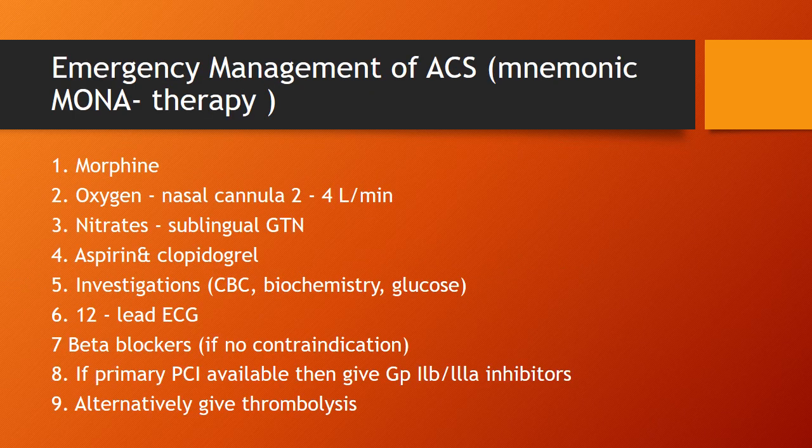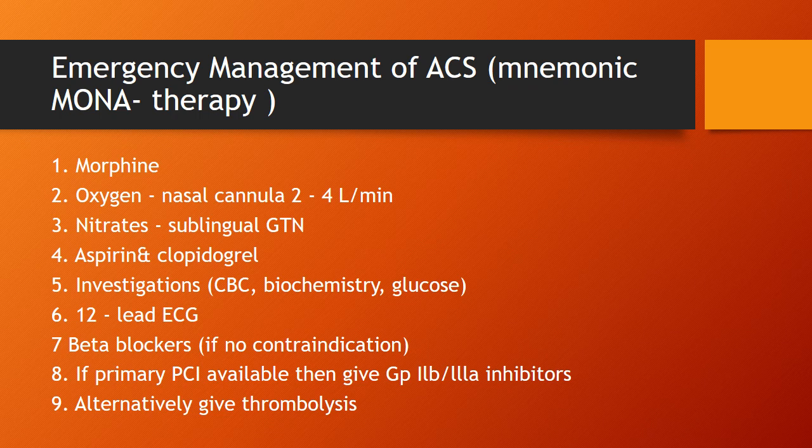So the emergency management of ACS can be summarized as MONA. M for morphine, which is very important to decrease the sympathetic drive of the patient and to relieve the stress. O for oxygen therapy via nasal cannula 2 to 4 liters per minute, or you can increase or decrease it as needed. N for nitrates, which should be given sublingually. A for aspirin and clopidogrel. So these 4 are the emergency steps of ACS management.